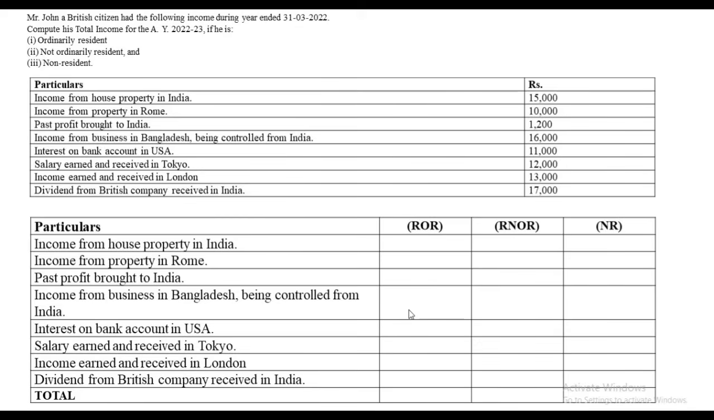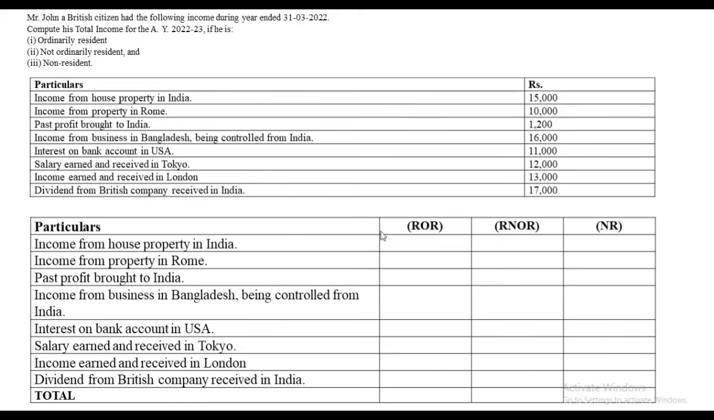You note down the particulars, where you have to note down all the income particulars as they are. Then you have to make three columns: resident and ordinary resident, resident but not ordinary resident, and non-resident. That's it. This is the format of the sum. You need to note down all the particulars, and three columns. And now we just have to go through our rules.